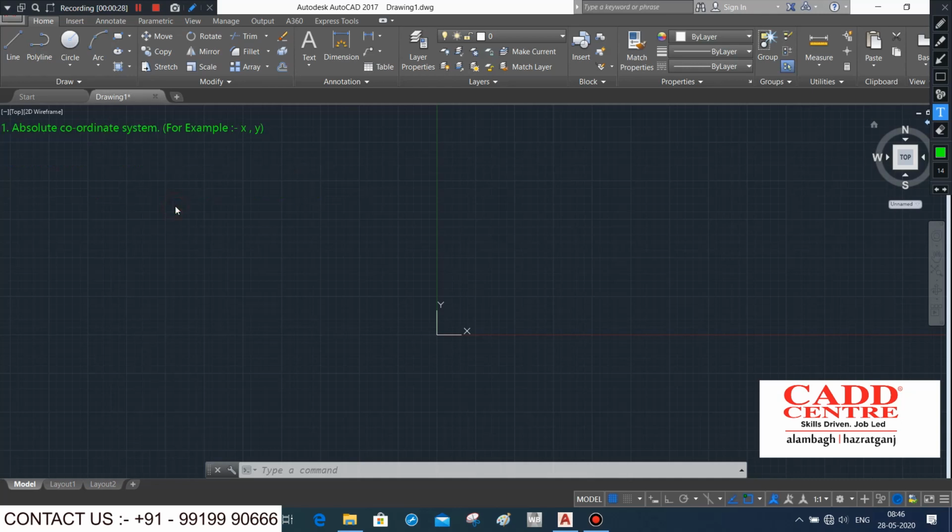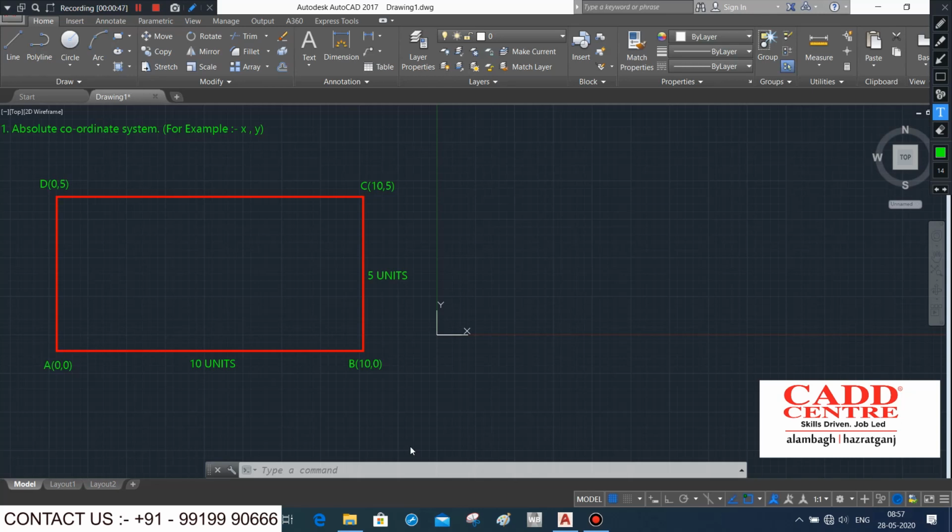First, I will discuss absolute coordinate system. To explain it more properly, I will consider an example of rectangle. As we can see, there is a rectangle on our screen, we have four corners. First, A, whose coordinates are 0, 0, B, whose coordinates are 10, 0, C, whose coordinates are 10, 5, D, whose coordinates are 0, 5. Now, the length of the rectangle is 10 units. Width or breadth of the rectangle is 5 units.